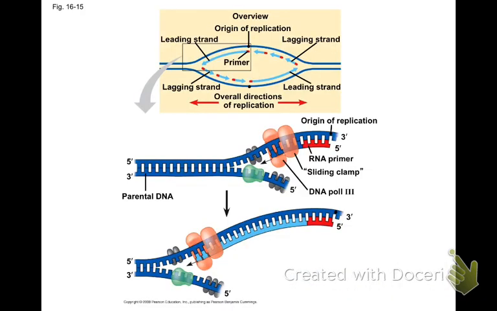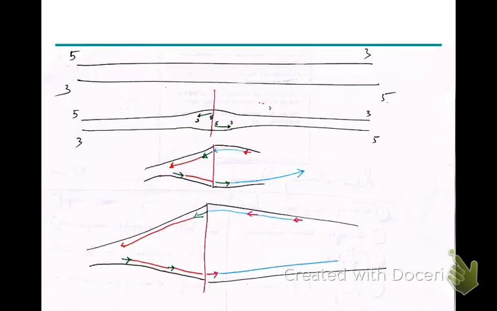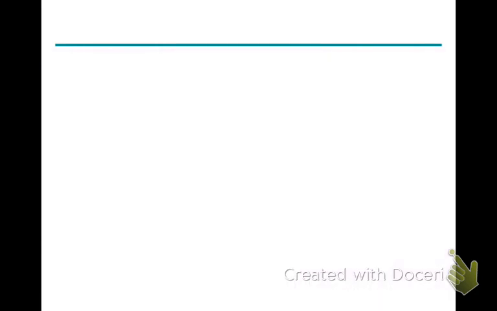So you would have overall one strand which is continuously synthesized, called the leading strand, and the other strand that is discontinuous in its formation and is made in small bits, which is called the lagging strand. And the differences between the leading strand and the lagging strand. Okay, let's just go back. The difference between the leading strand and the lagging strand.